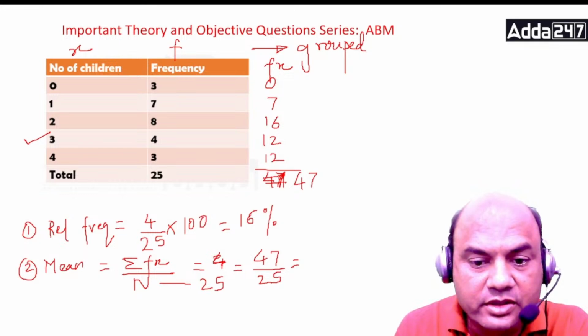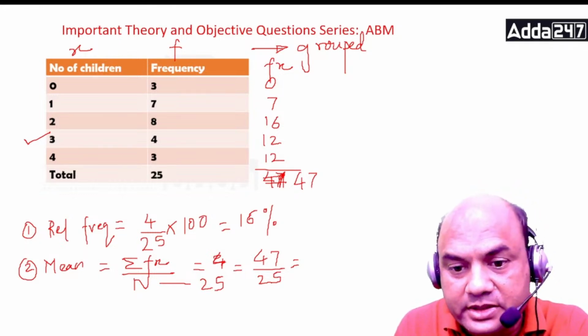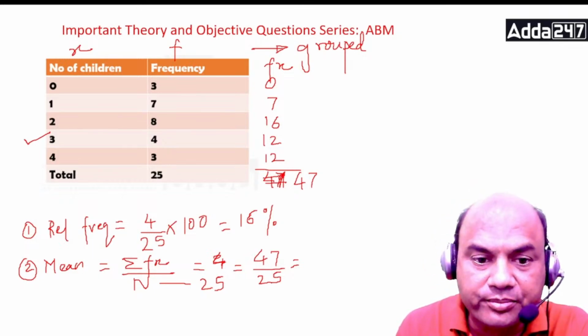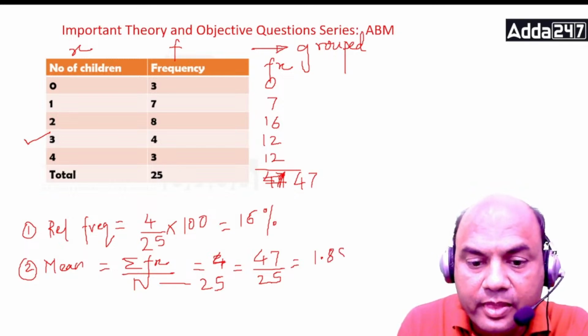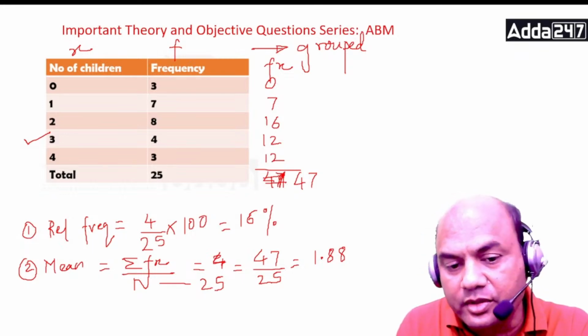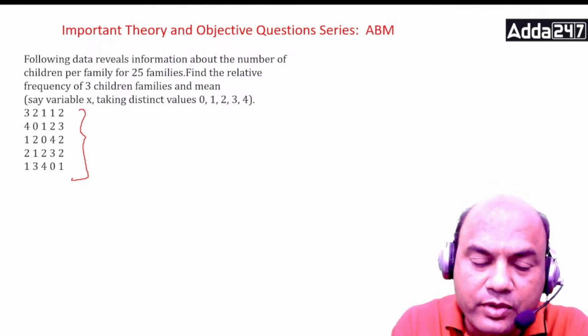So what is the answer? 47 upon 25. Try using the calculator. Don't apply your brains in these things. Okay. So it is 1.88. Right. So 1.88. This is called the mean. From this mean, now see here, your problem is over. Two things for us, relative frequency and mean.